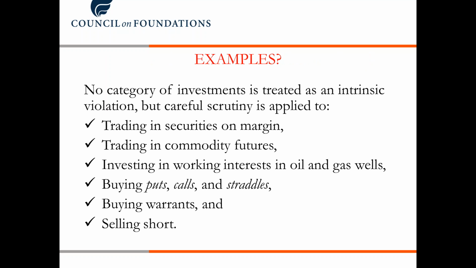So what are some examples? As the IRS says, there's no single category of investments that are just automatically jeopardy investments, but they provide a list of things that are going to get, as they say, extra scrutiny. So you can see some of these items: securities on the margin and commodities futures, oil and gas wells have traditionally been on this list, buying puts and calls and straddles and warrants and selling short. These are the kind of things that they'll want to see extra deliberation, extra research before a foundation enters into these types of investments.